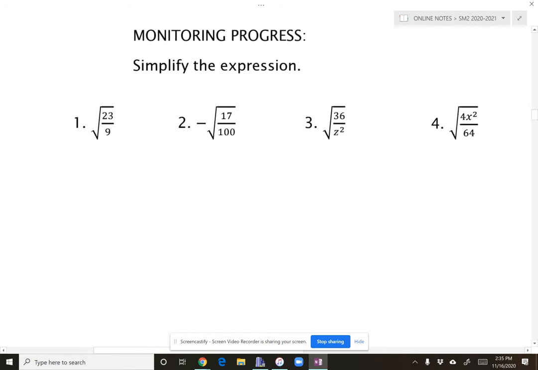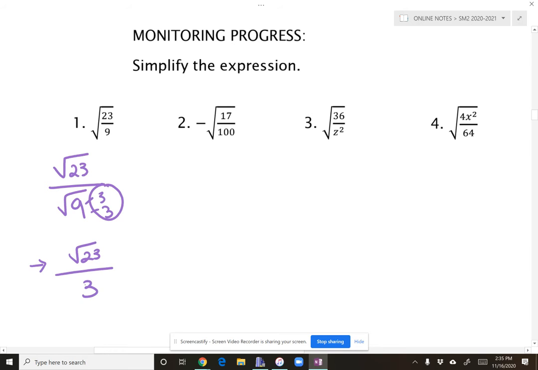So number one, the first thing you're going to do is see if I can reduce that fraction, and I can't because 23 divided by 9 gives me a decimal, and I don't want decimals. So I'm going to simplify it by doing different roots. 23 is prime, like I said, so it doesn't break down, but 9 is 3 and 3. So that can come out. So the best simplified answer for number one is the square root of 23 over 3. Okay?